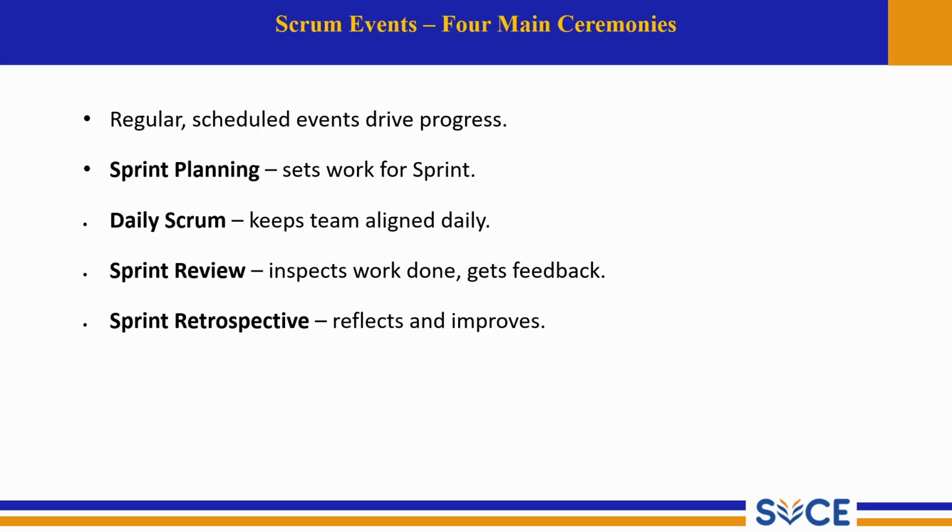And the next one, Scrum events. The four main ceremonies are regular scheduled events that drive progress. Sprint planning sets work for the sprint. Daily Scrum keeps the team aligned daily. Sprint review inspects work done and gets feedback. Sprint retrospective reflects and improves.